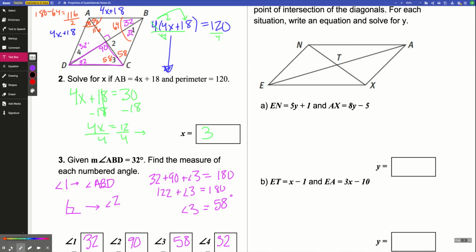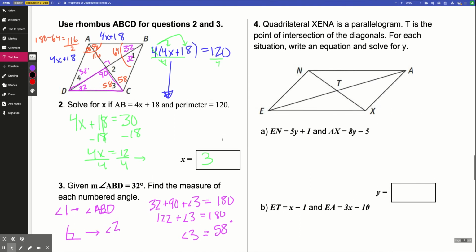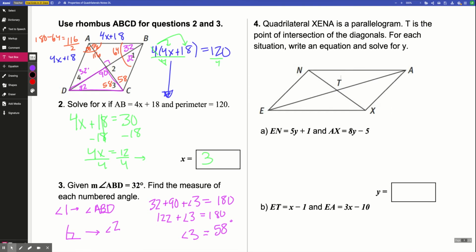All right. Okay, so let's take a look now at number 4. Okay, so I have a parallelogram, right? And we're going to use the equations that they gave us and do some solving. So they said EN is 5y plus 1 and AX is 8y minus 5.